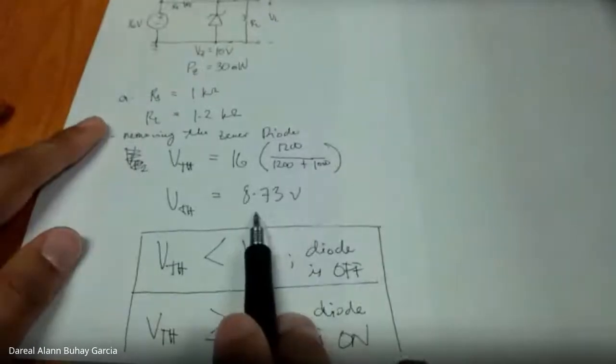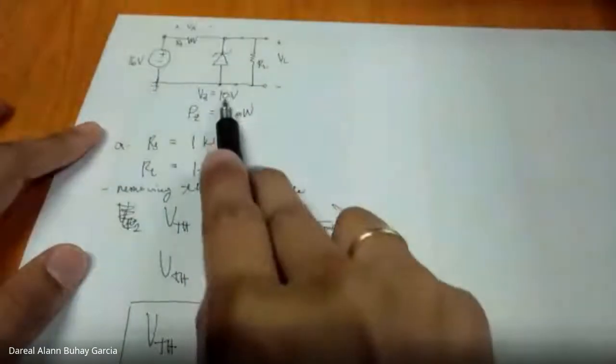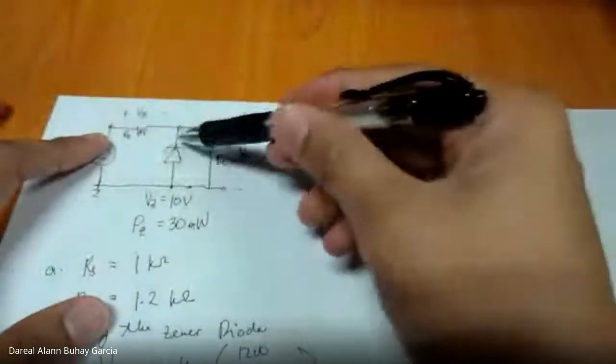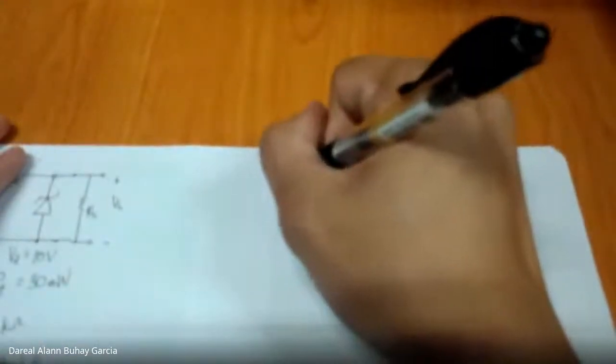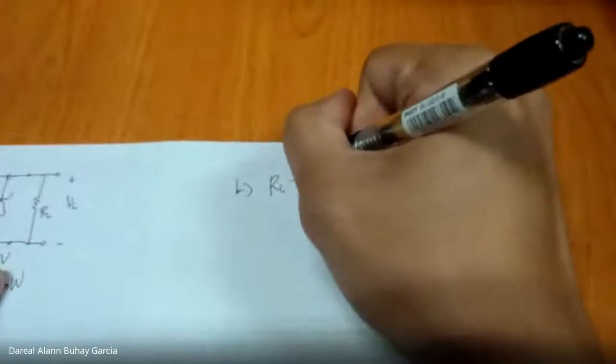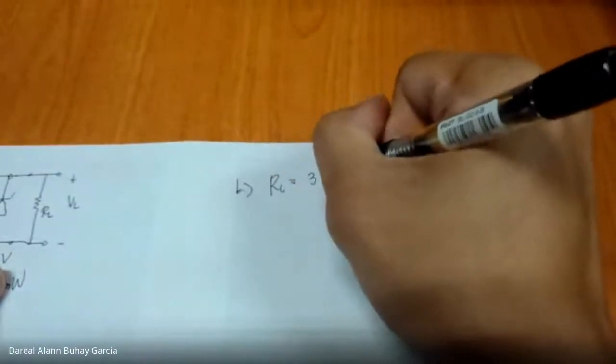So kani, 8.73 is still less than 10 volts. Therefore, the diode is off. So, wala nagkandak ang atong Zener diode. So, off. So, there's nothing much you can do. And try to solve for a different value for RL. Okay. So, book is, let's say this time, RL is 3K.